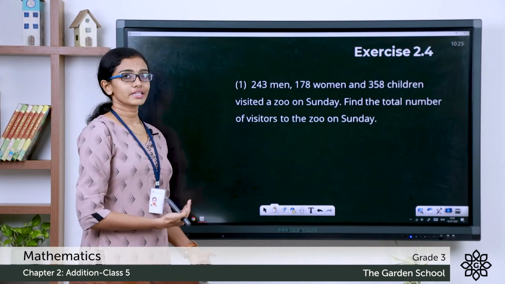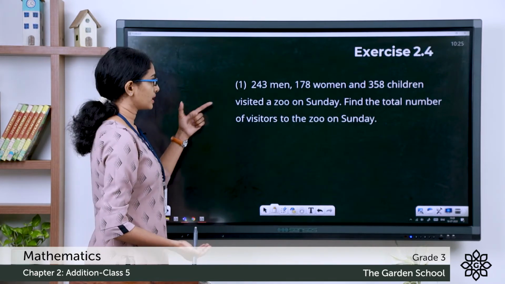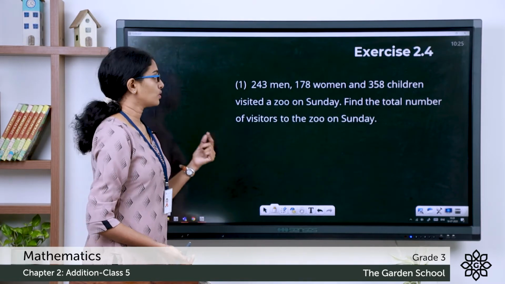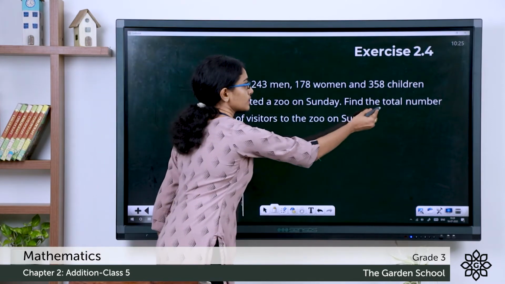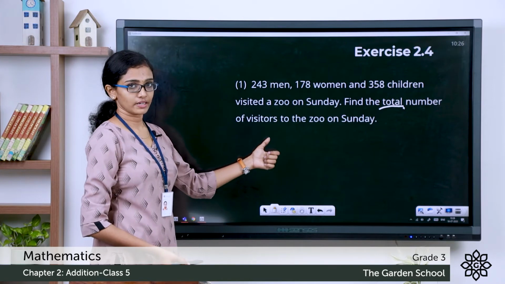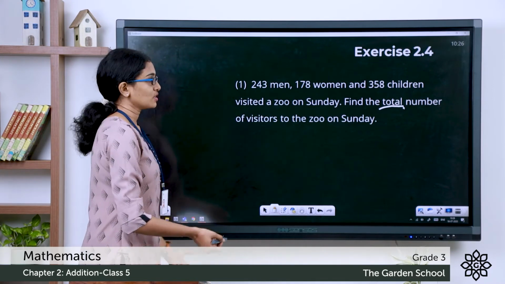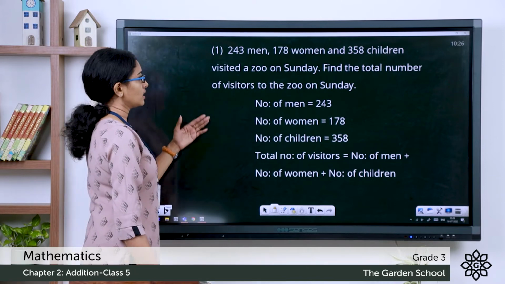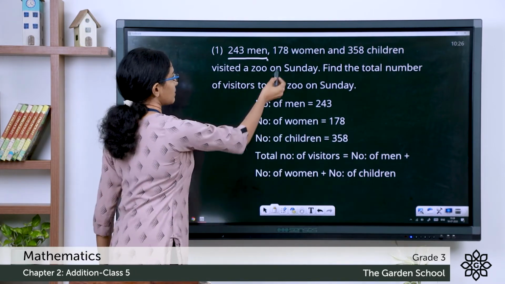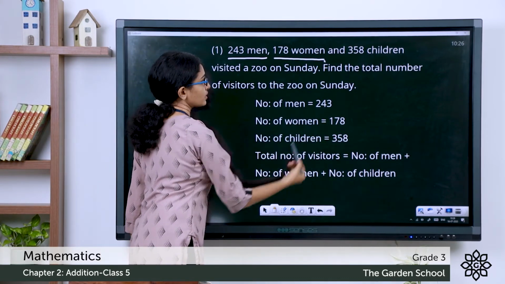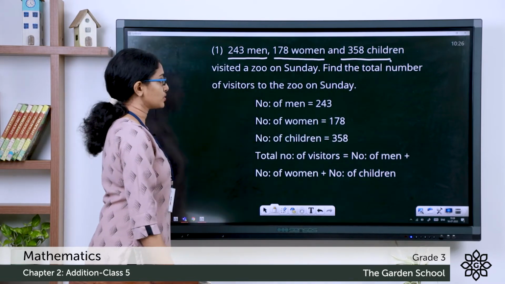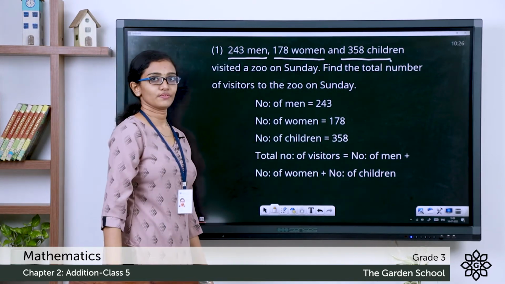So, the question is regarding the number of visitors in a zoo. You are given the number of men, women and children who visited the zoo. So, we have to find the total number, means it's an addition word problem. So, from the data given in the question, let's write down the steps. How do we write the steps here? Number of men equal to 243. Number of women equal to 178 and number of children equal to 358.